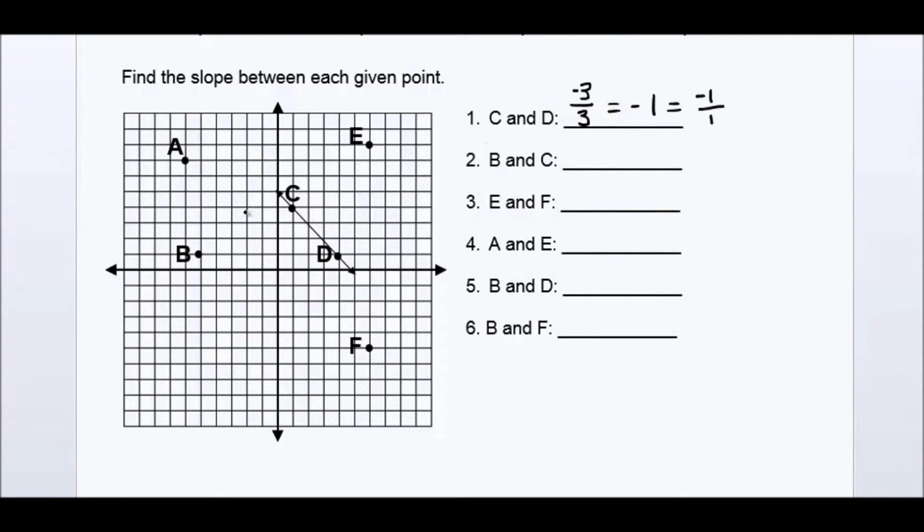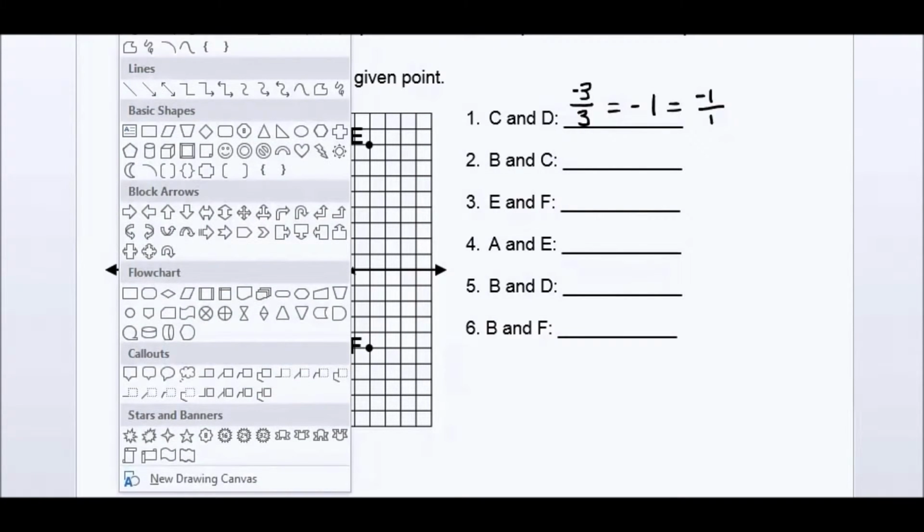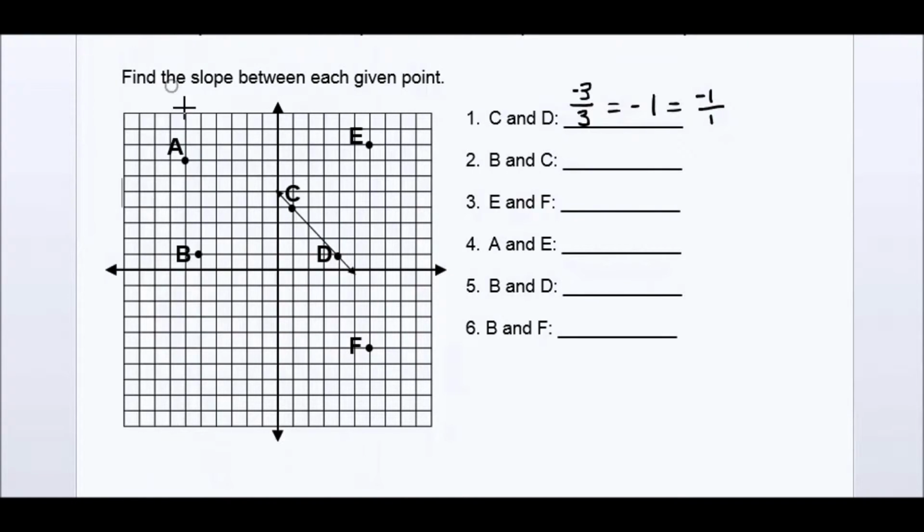Okay, let's do the next one, B and C. I'll go ahead and draw a line just to help us out. B to C. Looks like I missed the first point, but that's okay. I can move it. Okay, that's much better. Let me get my pen back. Okay, so from B to C.